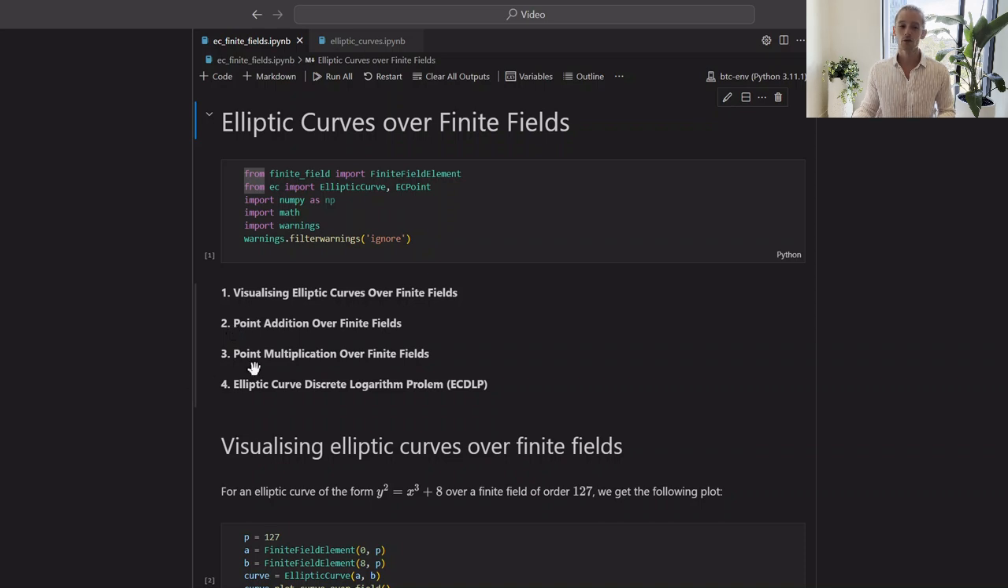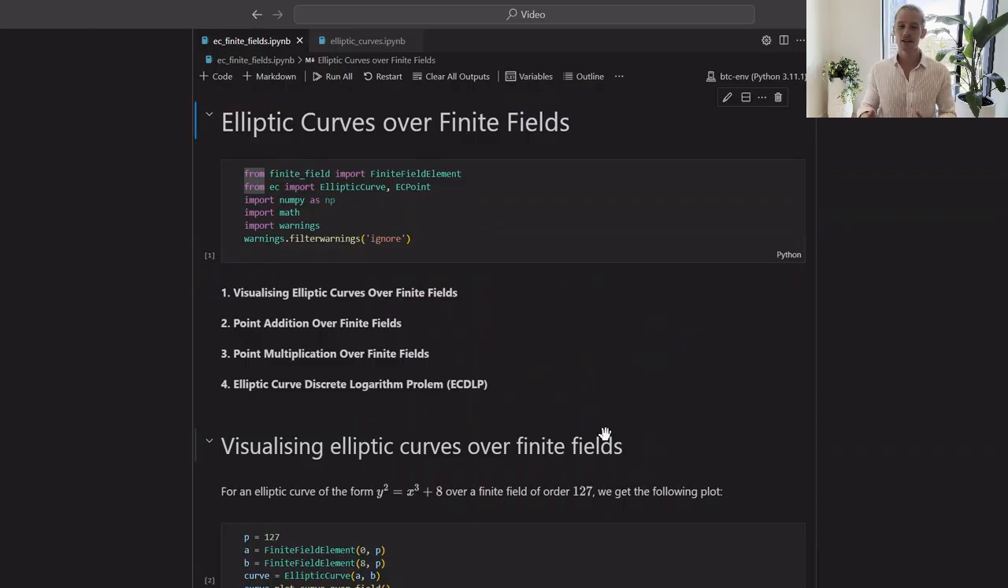And then we'll move on to point multiplication, which builds upon the logic of point addition, similar to elliptic curves over real numbers as well. And then lastly, I'll be teaching you about one really important problem or property of elliptic curves over finite fields, which is called the elliptic curve discrete logarithm problem. All right, let's get started.